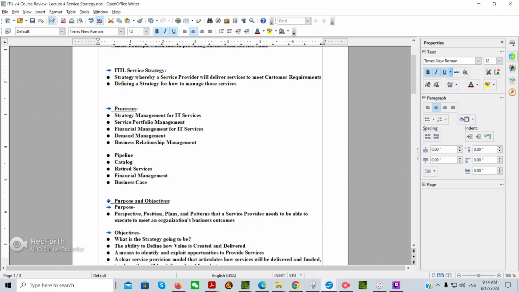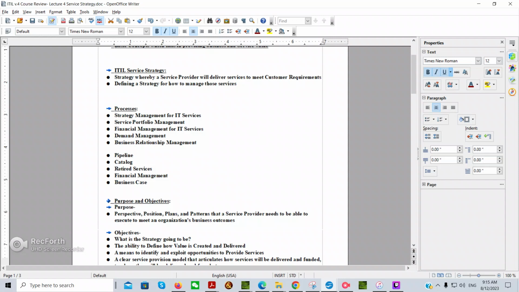Okay? Now, process, we have strategy management for IT services, we have service portfolio management, we have financial management for IT services, we have demand management, and we have business relationship management. Keep in mind that also we have other things related called pipeline, catalog, retired services, which is phased out services, financial management, and business case.